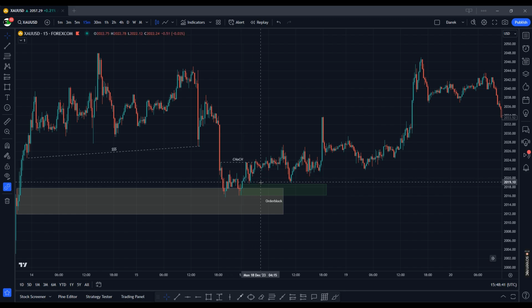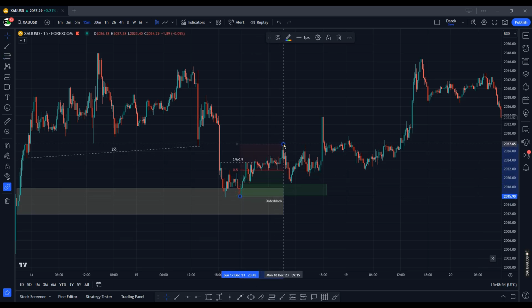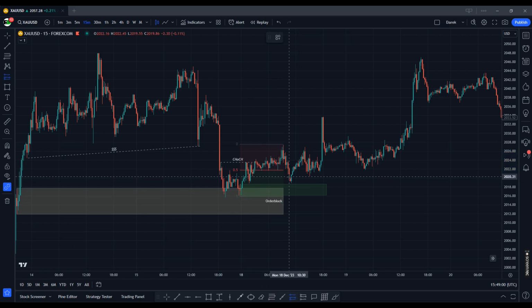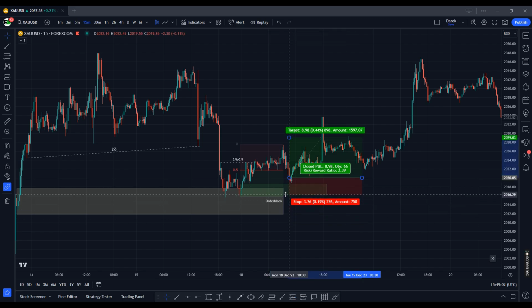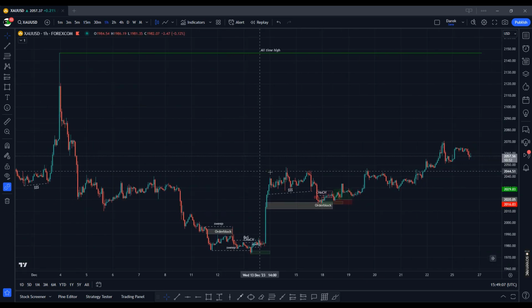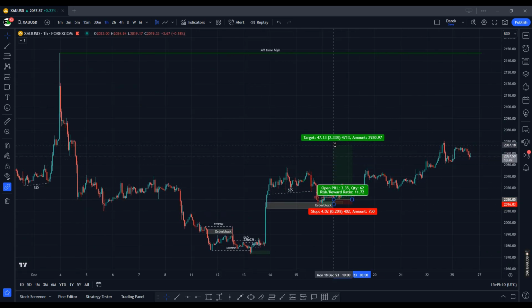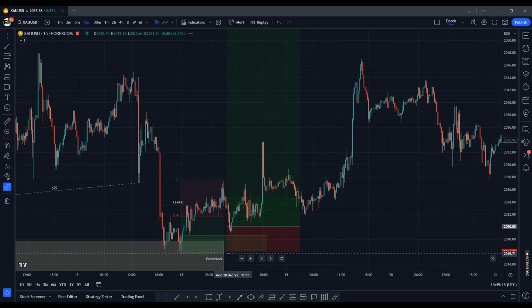And just like before, ideally you would want to enter at the freshly created demand zone. Which again doesn't happen here. So let's just stick with the safe entry at a discount near the low of this structure. Which gives a 1 to 11 risk to reward trade at its highest point.